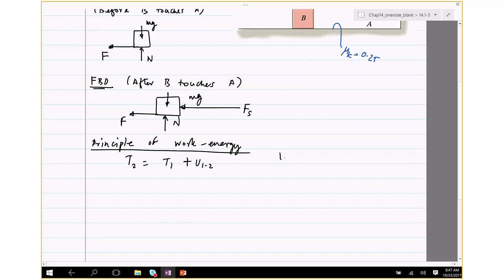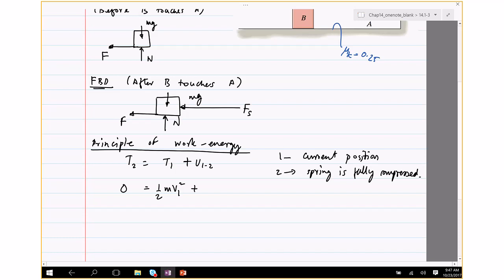So 1 is going to be the current position and 2 is going to be where the spring is fully compressed. Okay, so the final kinetic energy, when the block comes to rest, is going to be 0. The initial kinetic energy is half mv1 squared, where v1 is 5 meters per second, right? What I'm missing now is the work done by the forces.